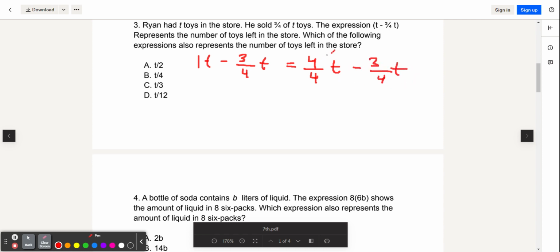We basically ignore the t's for now. Just write it here off to the side and focus on the fractions, the coefficients. 4 over 4 minus 3 over 4 is, of course, 1 over 4. And that is our final answer. 1 over 4t, also known as t over 4.